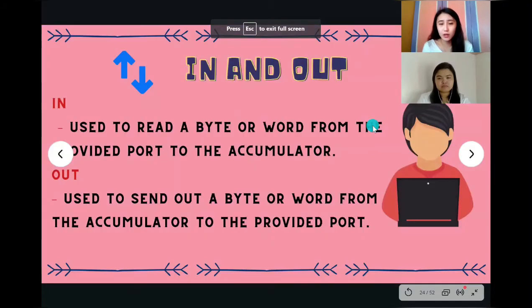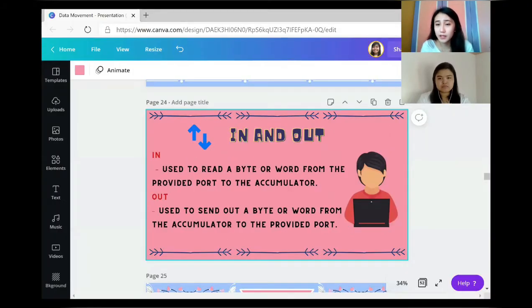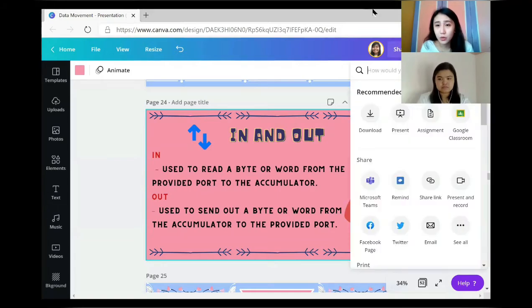And then the next one is the in and out. So, I'll stop sharing my screen so Odessa can show you guys her example.